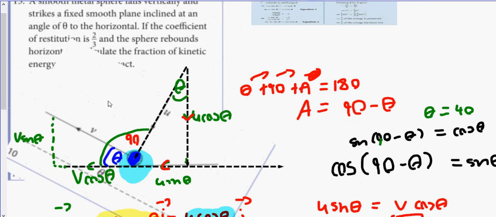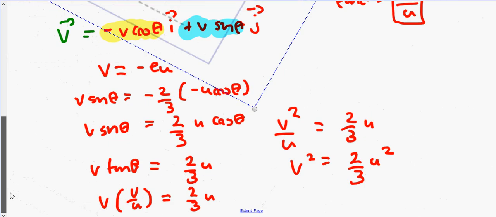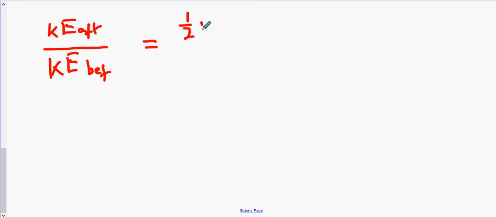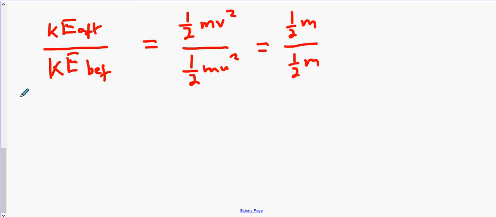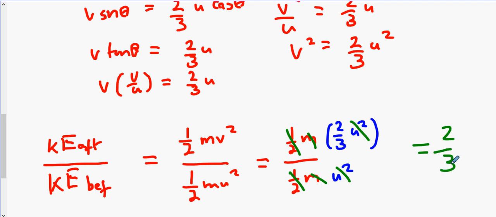Calculate the fraction of energy lost during impact. The fraction of energy lost during impact is KE before impact minus KE after impact, divided by KE before impact. It's going to be a half m v squared divided by a half m u squared, and the half m is going to stay the same. What we now have learned is that we can substitute phi squared with 2/3 u squared, and then everything cancels. Squares cancel, the halves cancel, the m's cancel, and we realize the answer is 2/3. I hope. Let's find out.